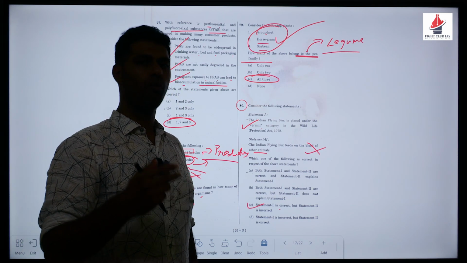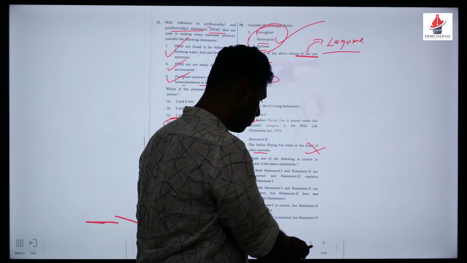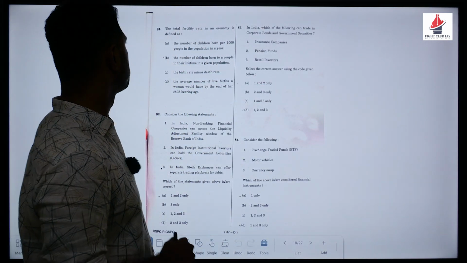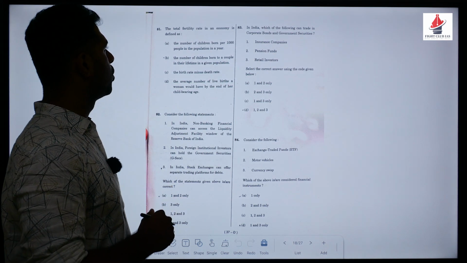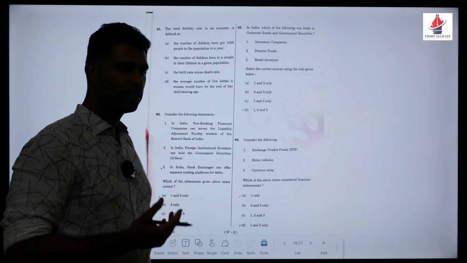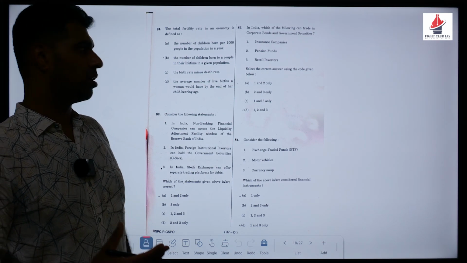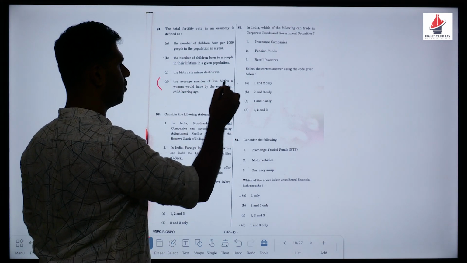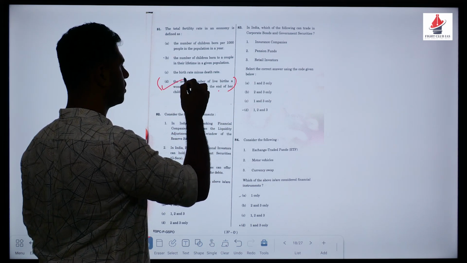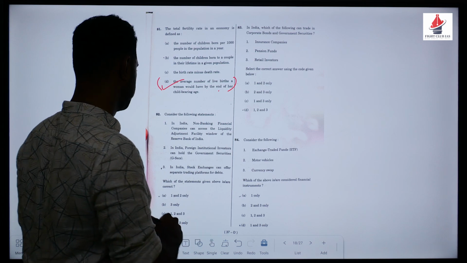But going by what has happened earlier, we should go with C, right? That is the most probable answer. Coming to 81, the total fertility rate in an economy is defined as. So the total fertility rate is nothing but the number of children a woman can reproduce in her reproductive age. So the average number of live births a woman would have by the end of her childbearing age. This is the total fertility rate.